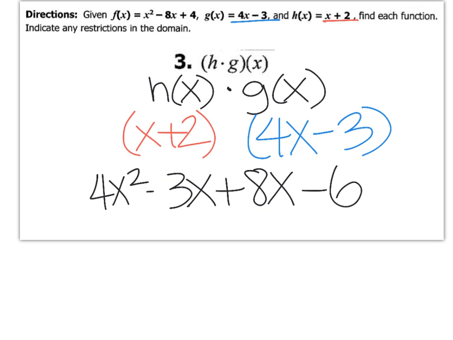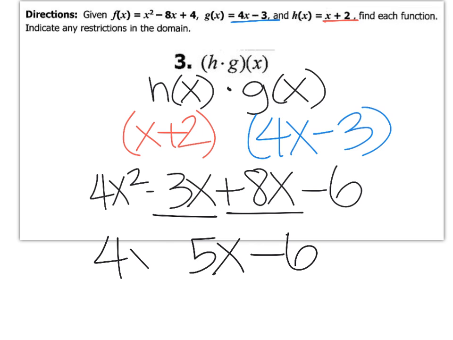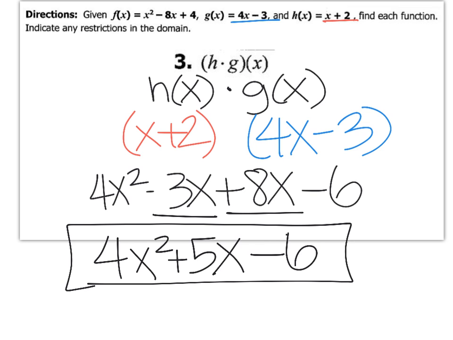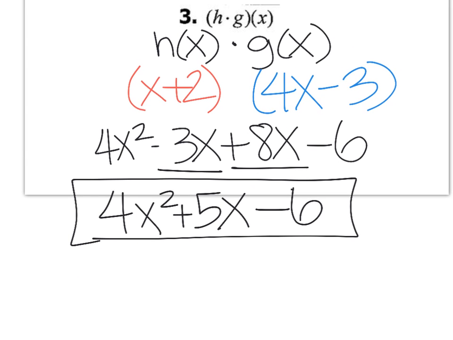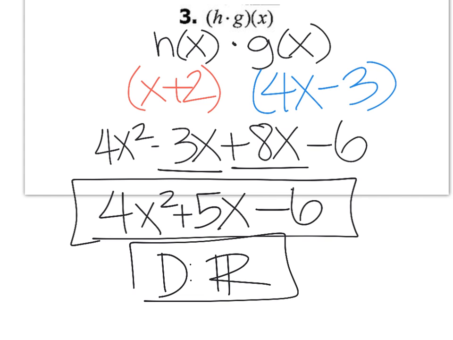All right, then we're just going to combine like terms. Negative 3x plus 8x, that's going to give us 5x. Bring down the negative 6 and the 4x squared. And that's our final answer. All right, also we have to remember that there's no restrictions on the domain here. So we would say that the domain is all real numbers. And that would be part of our final answer.